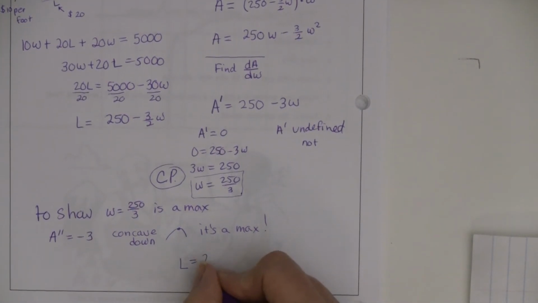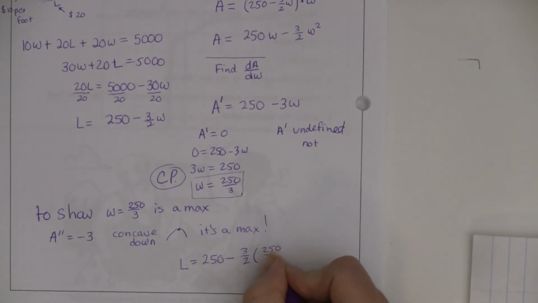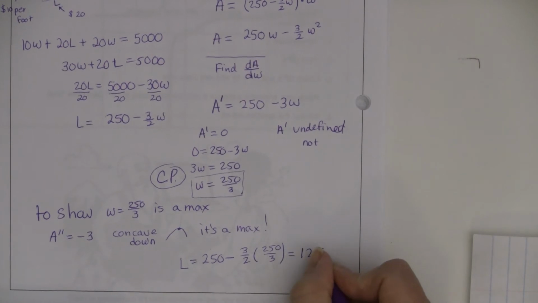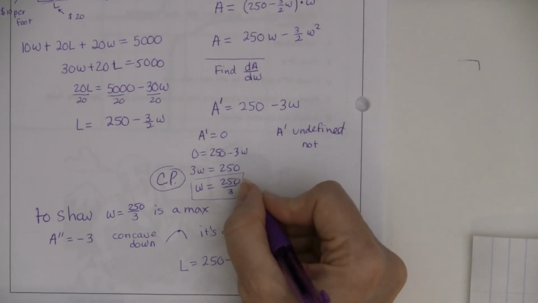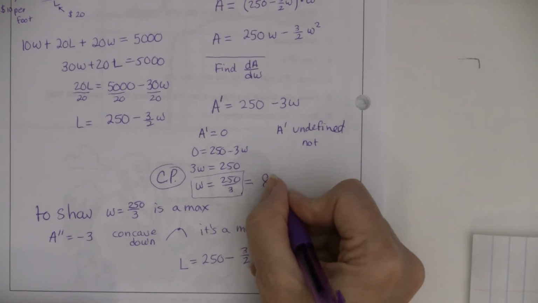So L equals 250 minus 3 over 2 times W, which was 250 over 3. I'm going to put that all in my calculator, and you can do it by hand if you want, because I know a lot of you like to do things by hand. I don't care. If you want to use your calculator, you can, and if you want to do it by hand, that'd be great. And that came out to be 125. And because it's a dimension, I would feel better if I wrote that as a mixed number. And as a mixed number, this is 83 1/3.